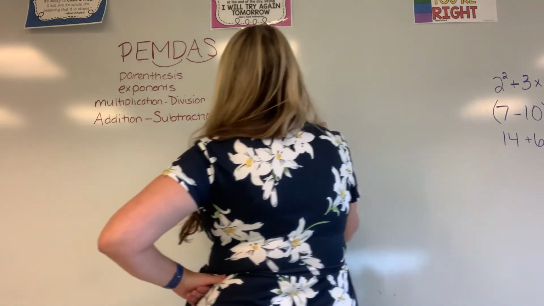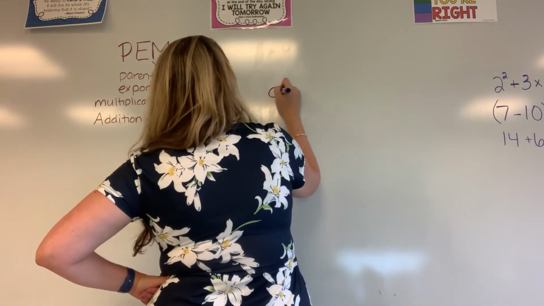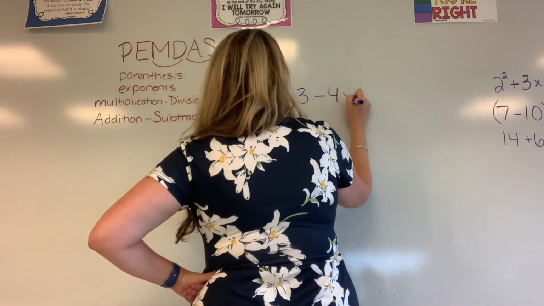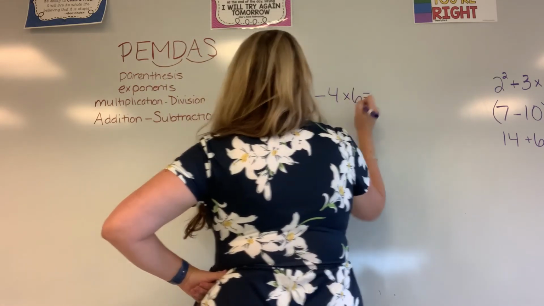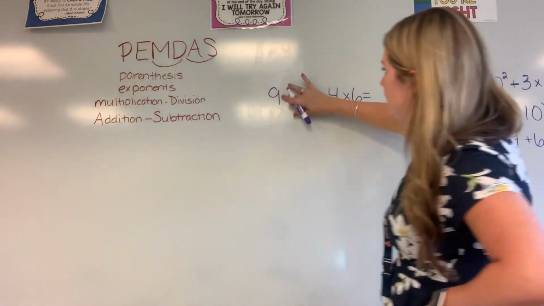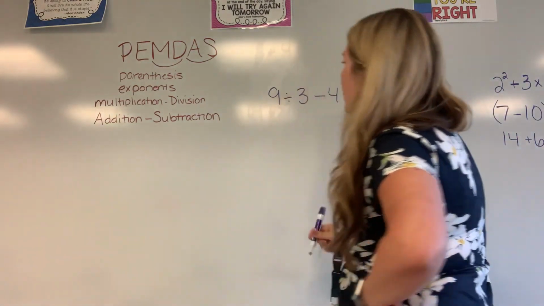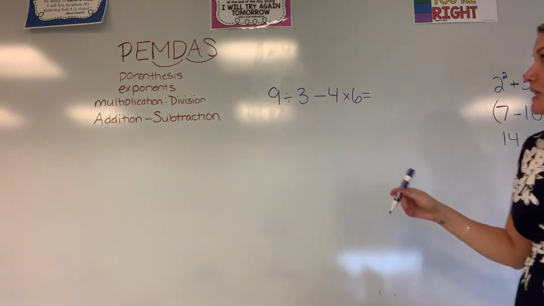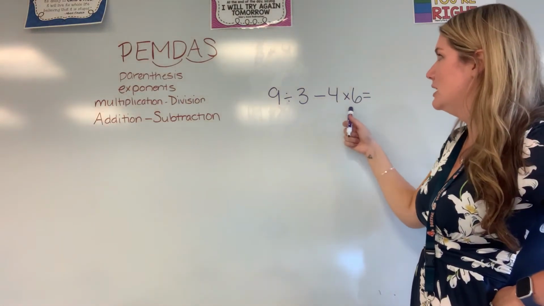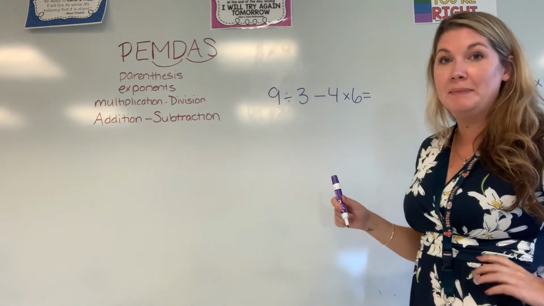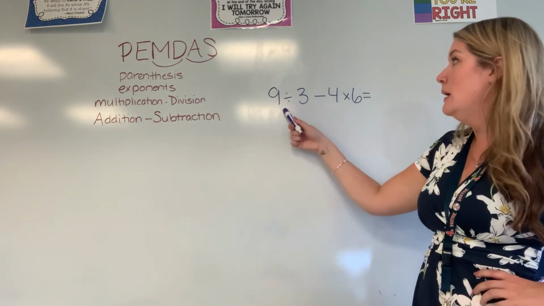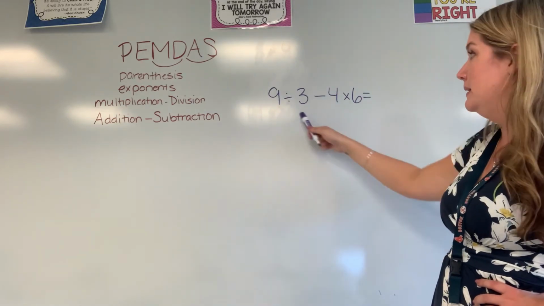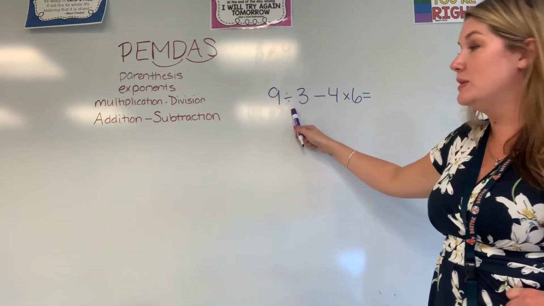I have one more. In this one, oh, that's wrong. It's supposed to be divided by. I have 9 divided by 3 minus 4 times 6. In this one, I have division, I have subtraction, and I have multiplication. Well, my multiplication and division are going to come first, but because my division is first from left to right, like I'm reading a story, I do that first.